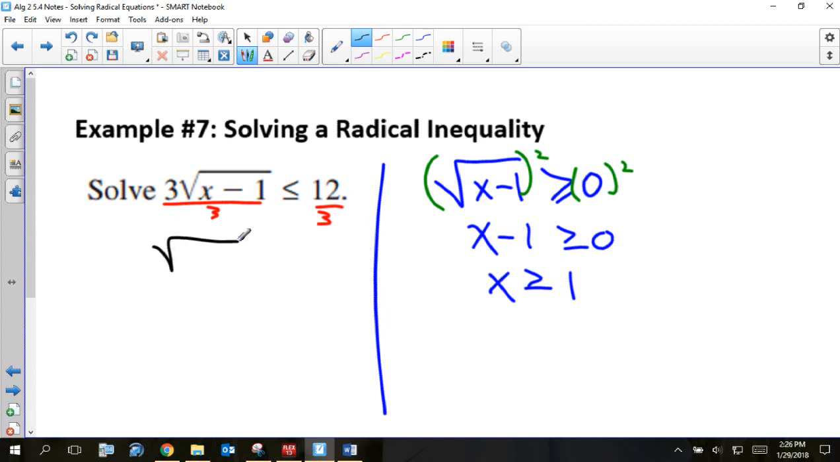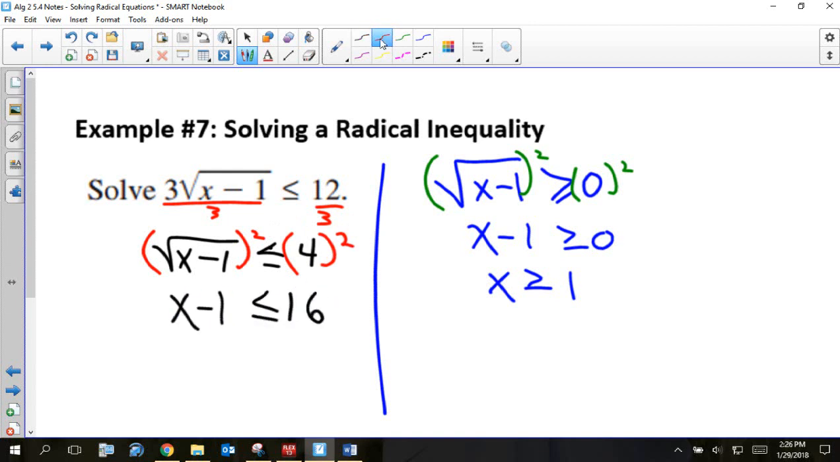So we'll have square root of x minus 1 less than or equal to 4. So I just bring down that inequality statement. Now we square both sides. So we get x minus 1 less than or equal to 16. And then we add 1. x is less than or equal to 17.